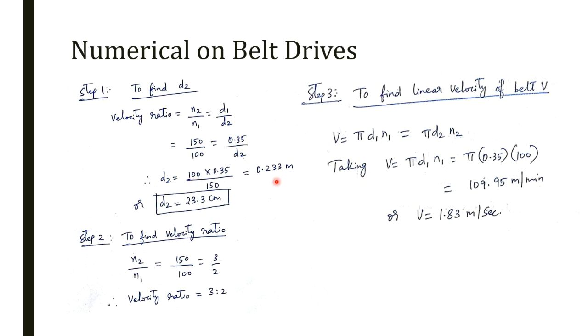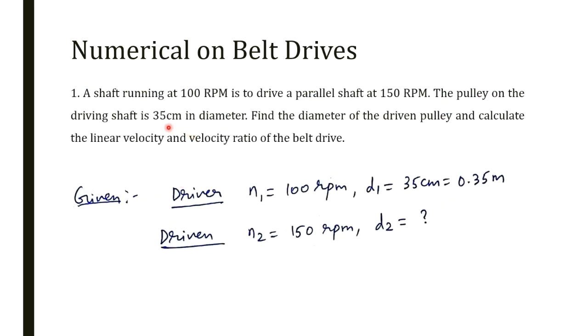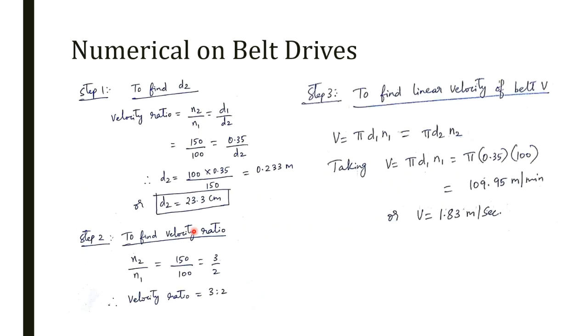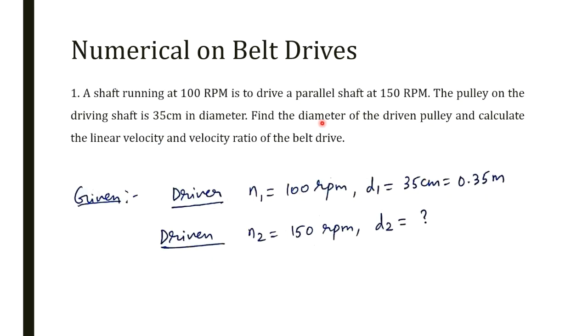Simplify, you will get D2 as 0.233 meter, or you can keep it in terms of the centimeter unit, because in the problem it is given in terms of centimeter. Convert into centimeter. D2 is equal to 23.3 centimeter. Next one, what you need to find out. So diameter of the driven pulley is found out.